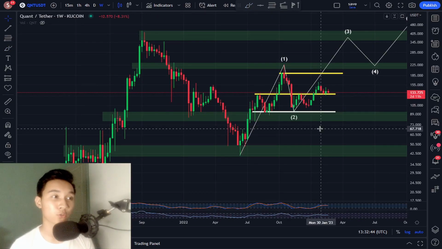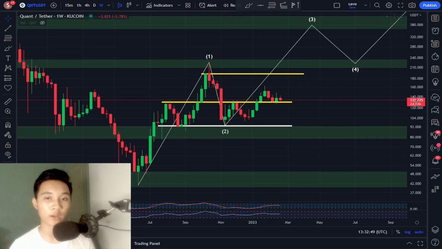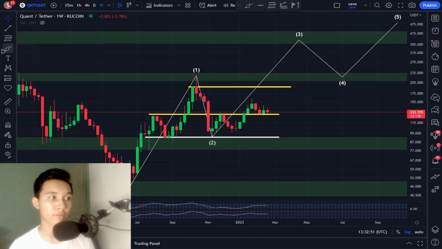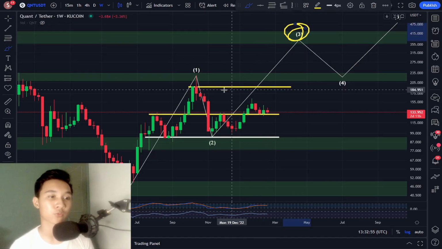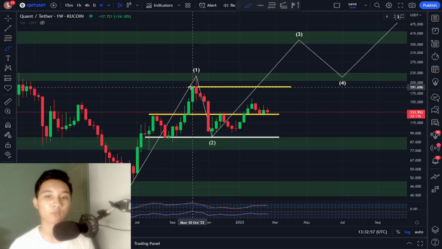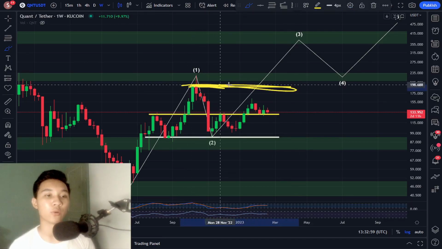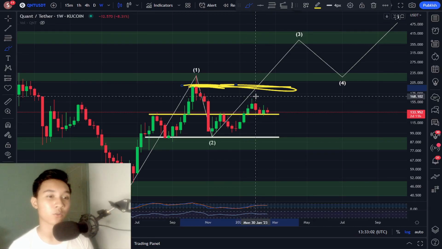In the weekly, I also mentioned two scenarios. The first scenario is a bullish case, which is that right now we are on track for the wave 3 targeted at 400 US dollars, and to confirm this move we must break above the swing high at 192 US dollars because it's acting as resistance in the weekly.